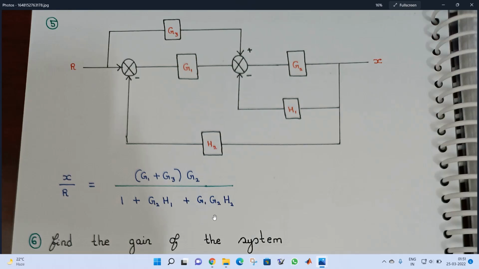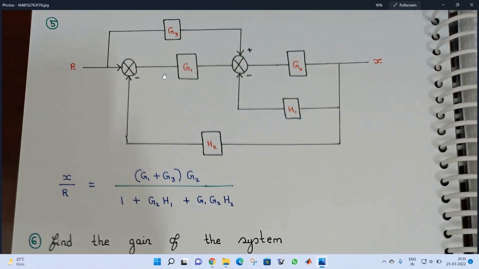Now coming to the denominator part, we have to mention the loops. So I have written here the first loop. We have to write 1 minus. Already we have minus here, so minus into minus is plus sign. Then we have G2 times H1. That is what I mentioned here, G2 times H1.